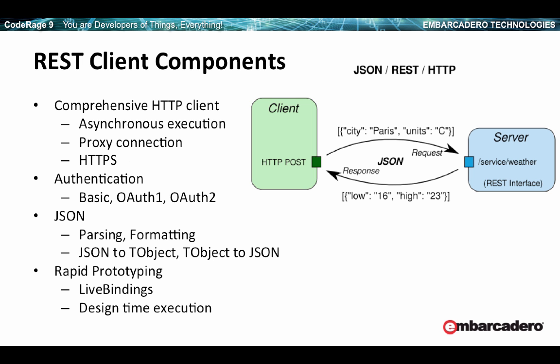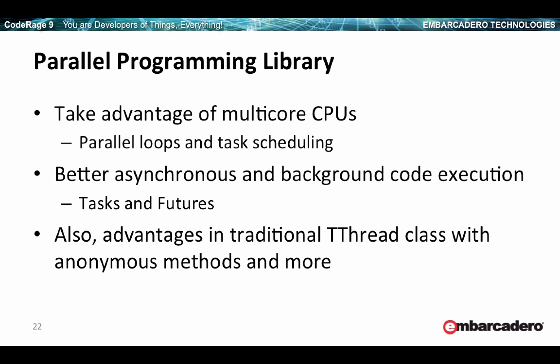A couple more things I wanted to mention is the fact we have a new REST client components library that's very nice and smooth. It has actually plenty of features that would take a full session to demonstrate: JSON formatting, JSON parsing, prototyping capabilities, authentication. Another feature we have added in XE7 is the parallel programming library, and you've probably seen demos of how this can be used to leverage multi-core CPUs.